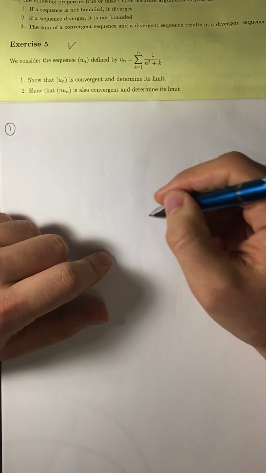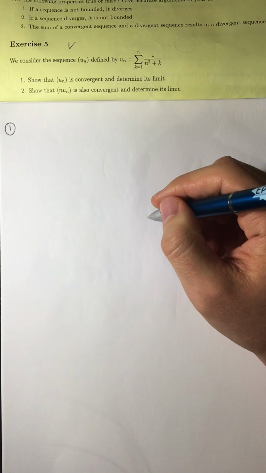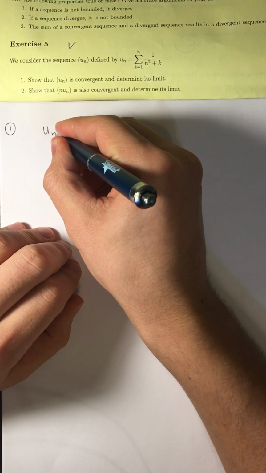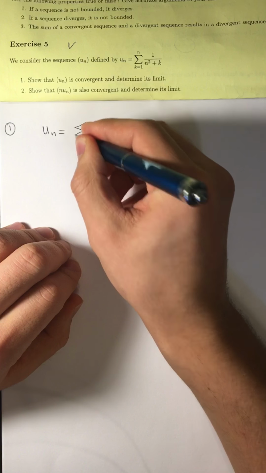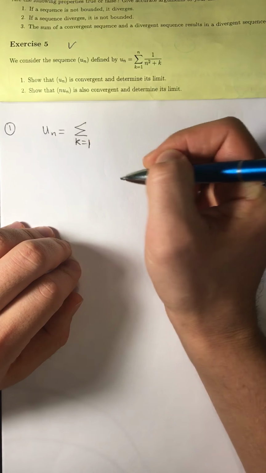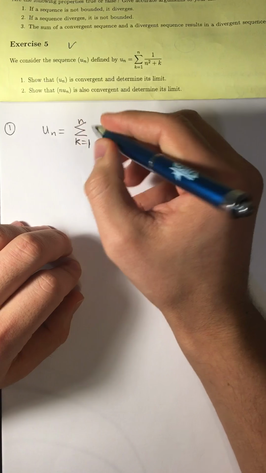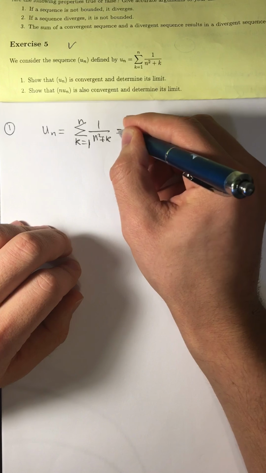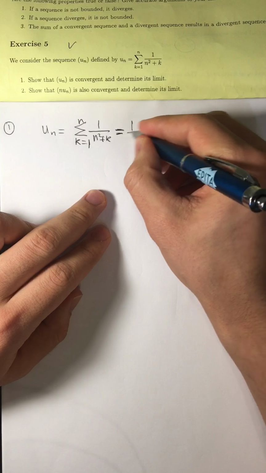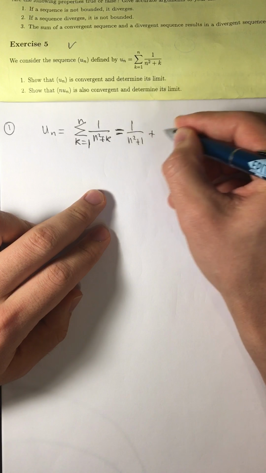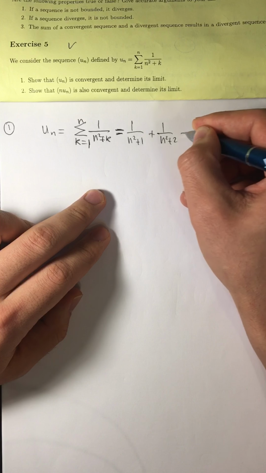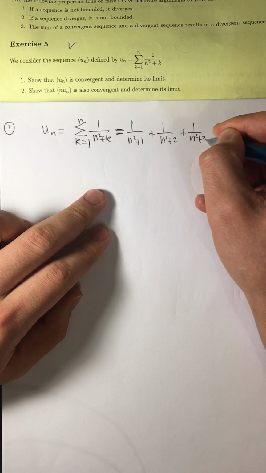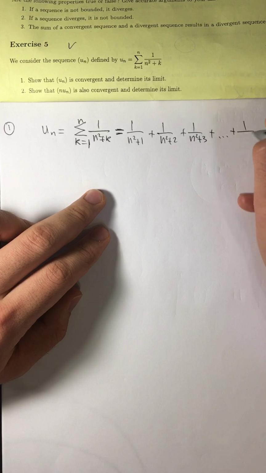So the first one, let me write u_n first. So u_n is equal to the sum for k equals 1 to n of 1 over n squared plus k. In other words, we can write this as 1 over n squared plus 1, plus 1 over n squared plus 2, plus 1 over n squared plus 3, plus and so on, plus 1 over n squared plus n. Wow. Okay, we get it.